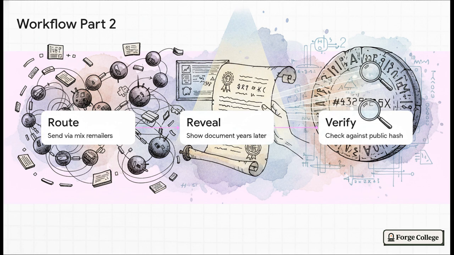Finally, Step 5. Let's say years later someone challenges your authorship or the timeline. Well, you can simply reveal the original document. Anyone in the world can hash it and perfectly, impartially verify it against that public bulletin board post from 1993. The math allows them to know with absolute certainty that you possessed that exact document back then. It's just an incredibly elegant workflow.